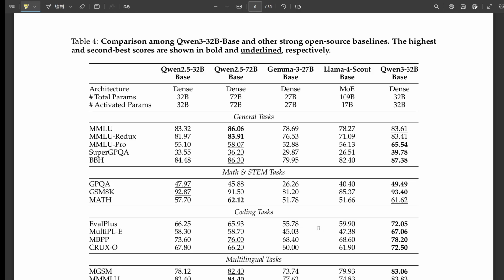And it's not just the big ones. They highlight how well their smaller models do, suggesting good knowledge transfer from the flagships. Like Qwen3 32B base apparently outperforms the older, much larger Qwen2.5 72B base on most benchmarks. So the training improvements benefit the whole family.